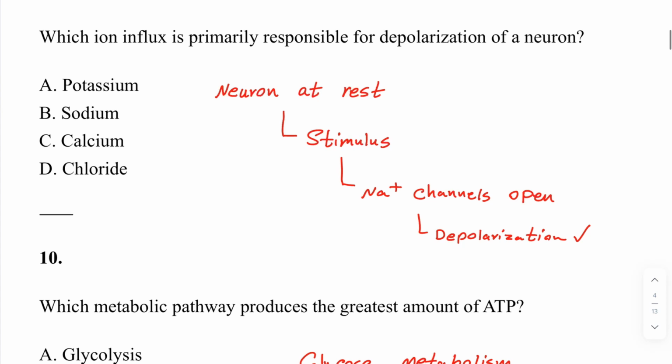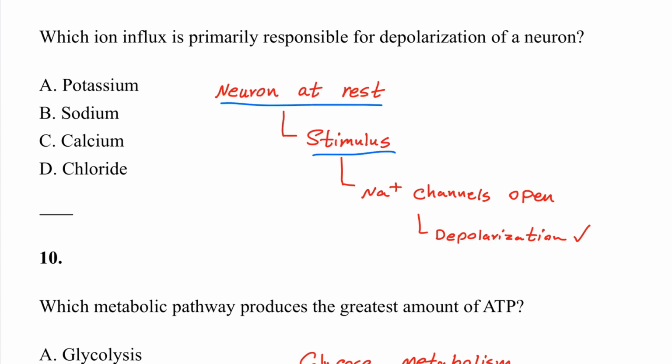Question 9. Which ion influx is primarily responsible for depolarization of a neuron? A. Potassium, B. Sodium, C. Calcium, and D. Chloride. So, neurons communicate using action potentials. At rest, the inside of the neuron is negatively charged. When a stimulus reaches threshold, voltage-gated sodium channels open.